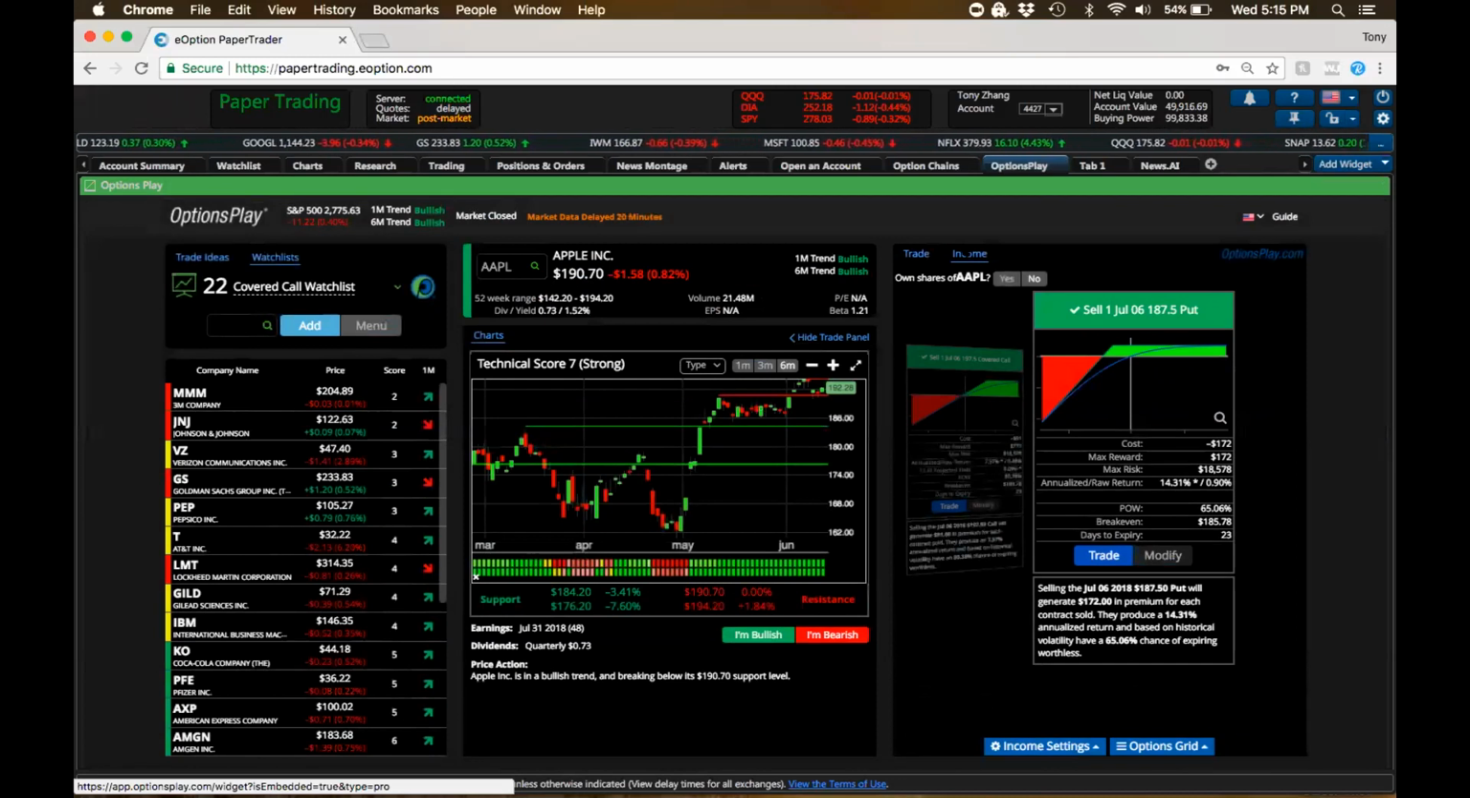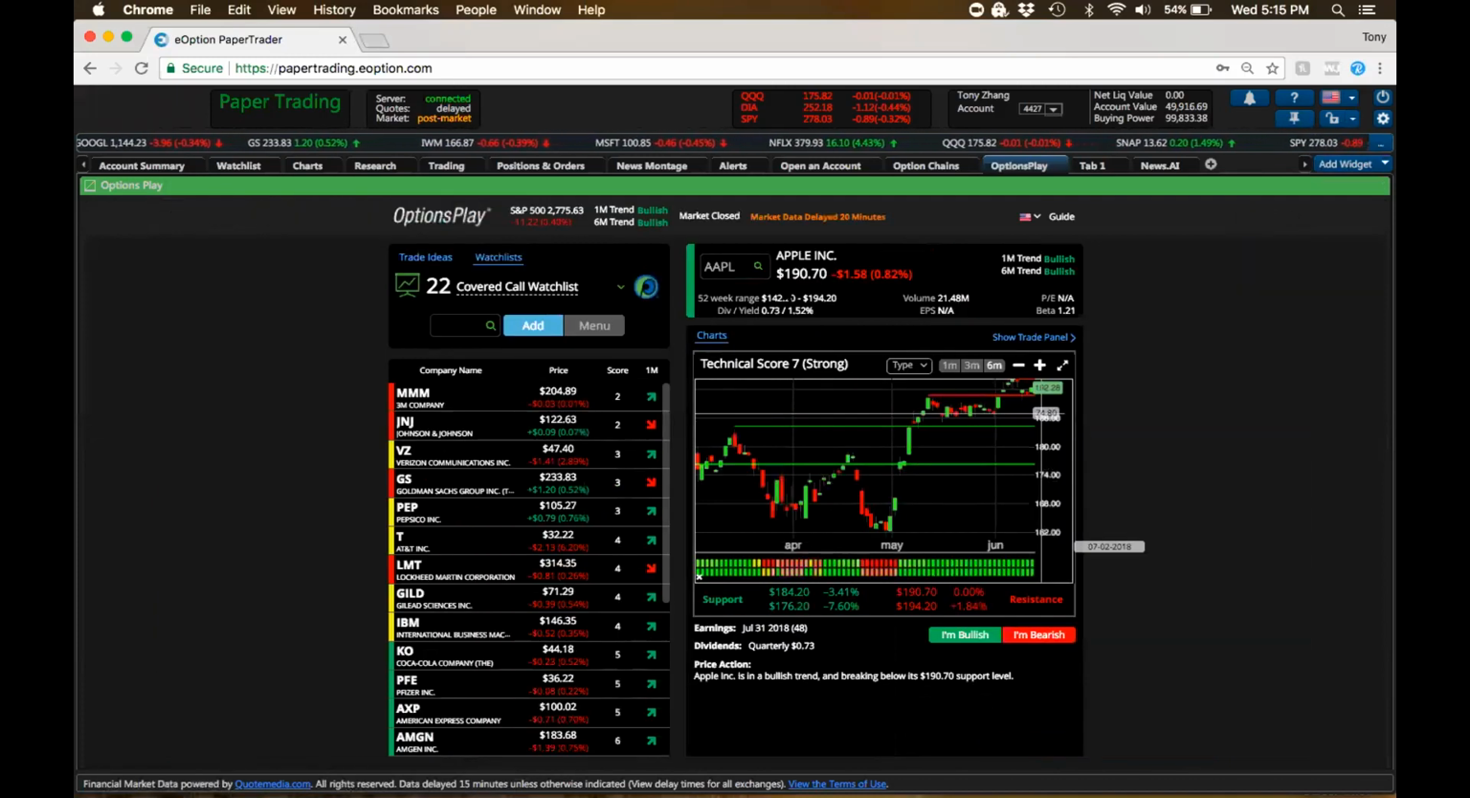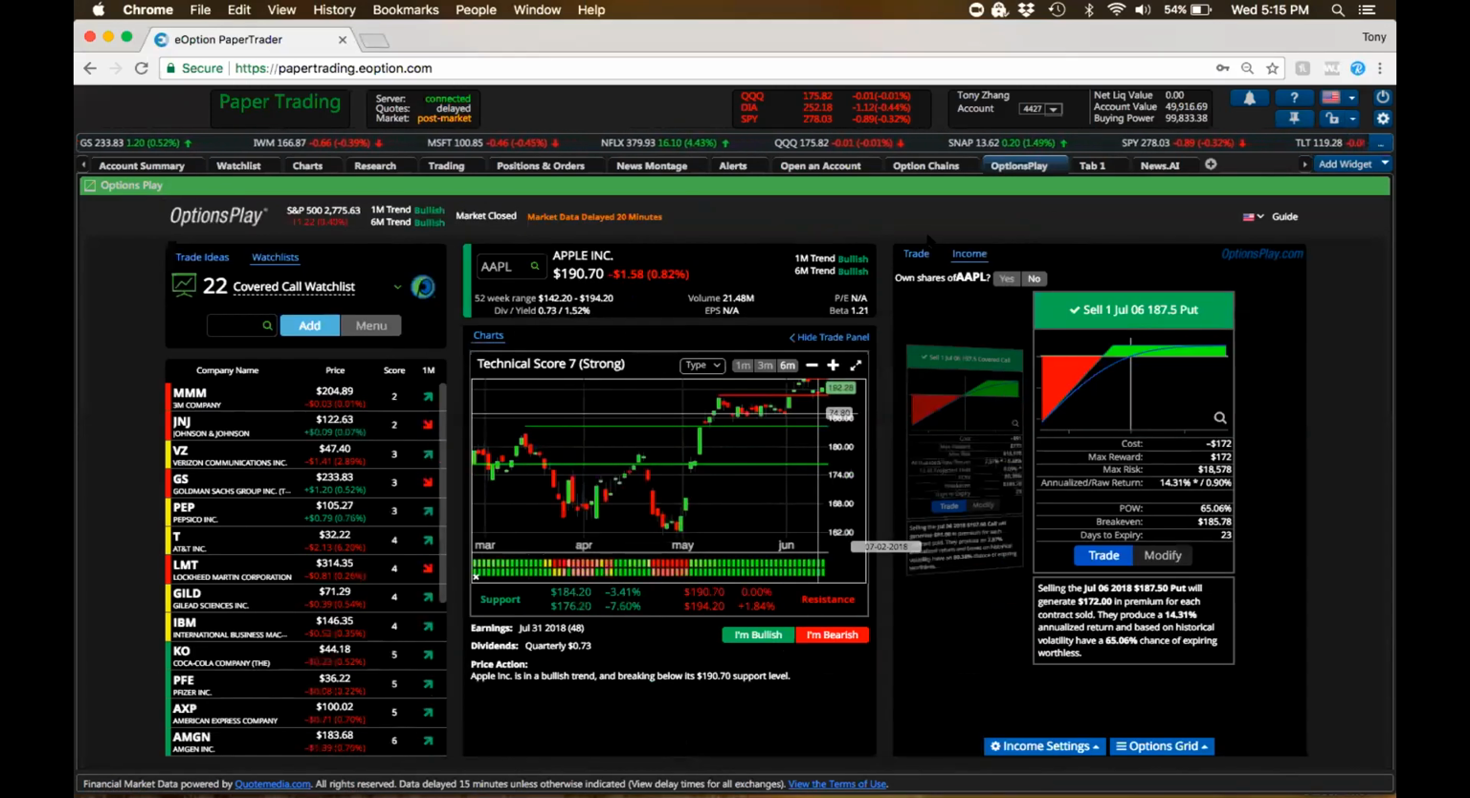Brian's asking, you have 3 fields showing on your screen. On initial opening, my screen only has the watch list and chart fields. So if you only have this view and you're missing that third one, then there's a button on the right that says show trade panel. If you click on that, that will show you that trade panel.